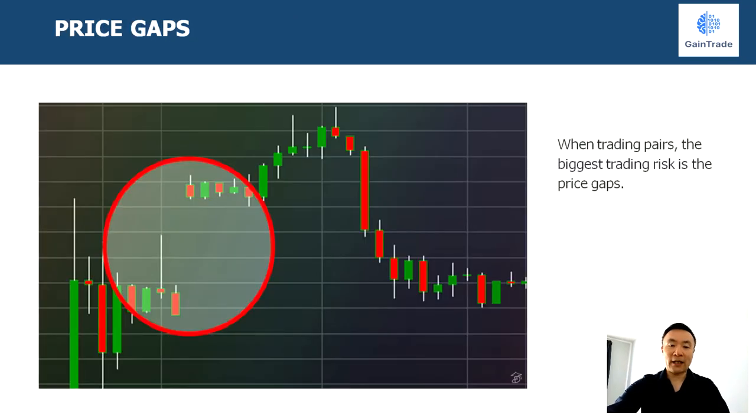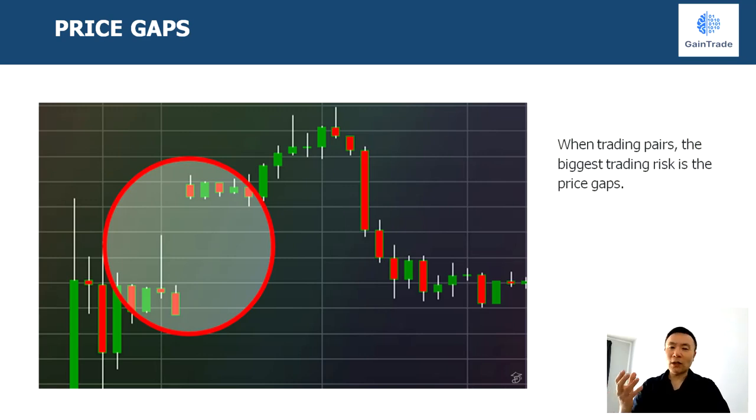Now, when trading pairs, the biggest trading risk is price gaps. So you're probably asking, what are these gaps in trading? Well, a gap in stocks occurs when a stock opens at a different price than the one it closed at the previous day. A stock could open higher or lower than the previous day, thus creating a price gap. You can see on the chart here that the stock price jumps higher between the close of one candle and the opening of the next candle.